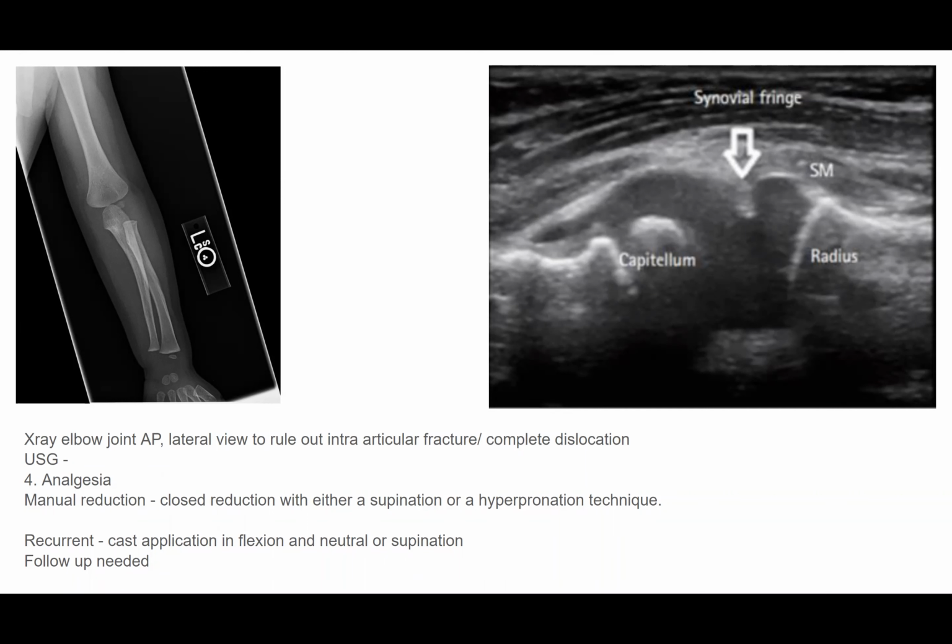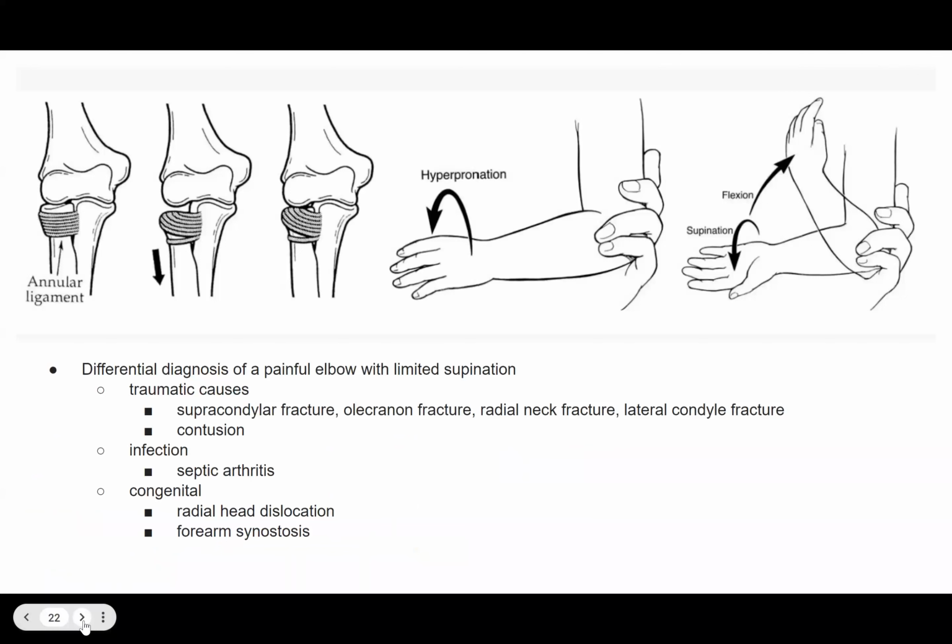If it is recurrent, a cast is applied in flexion and neutral or supination position. If the parents are refusing a cast, at least an elbow sling should be given for a recurrent subluxation. And children with recurrent subluxation need follow-up. So this is the annular ligament and hyperpronation, supination, flexion. Here the pulling of the forearm is not shown. One hand is kept like this and we will pull the hand and then do the hyperpronation or supination.